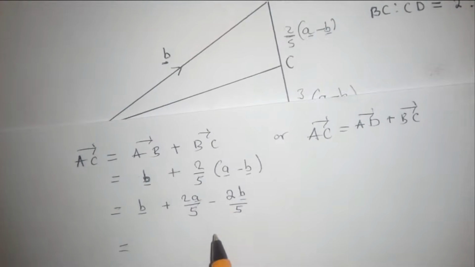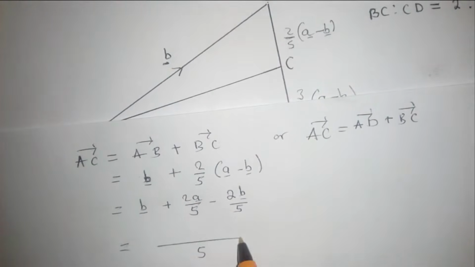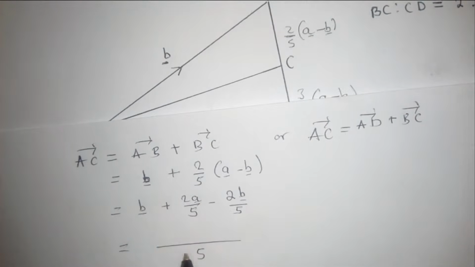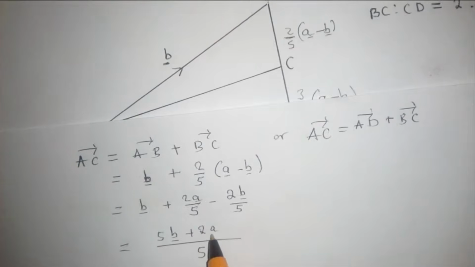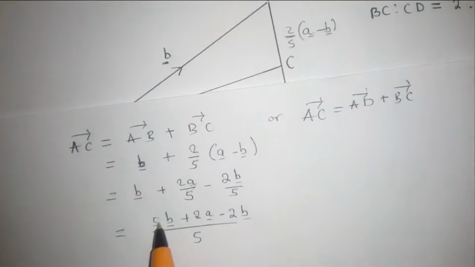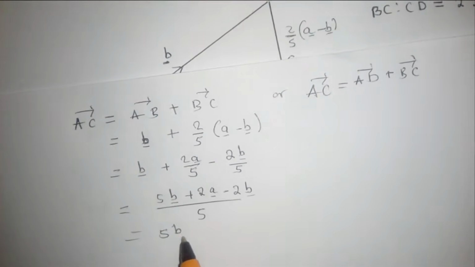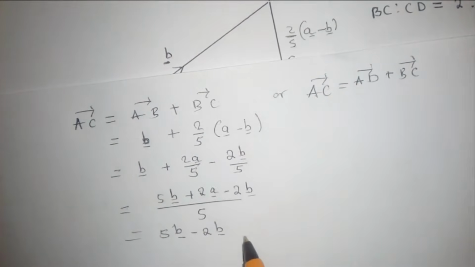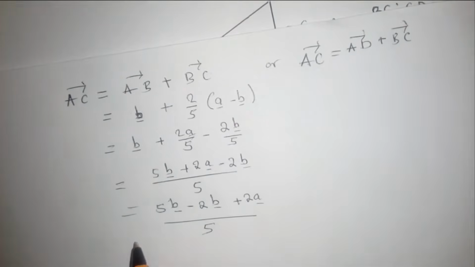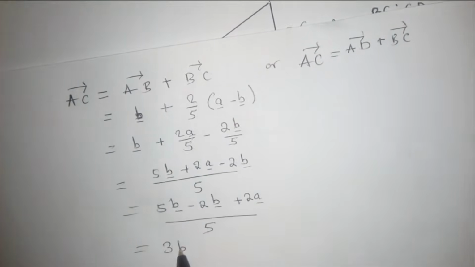So here there are like terms. You can find the common denominator, which is 5, and when we solve, we have something like this: 1 into 5, 5 multiplied by vector b, it's 5 vector b. Here we have 2 vector a minus 2 vector b. So you see, these are like terms, so you can say 5b minus 2b plus 2a, okay, over 5. And when we solve, we have 3b plus 2a.